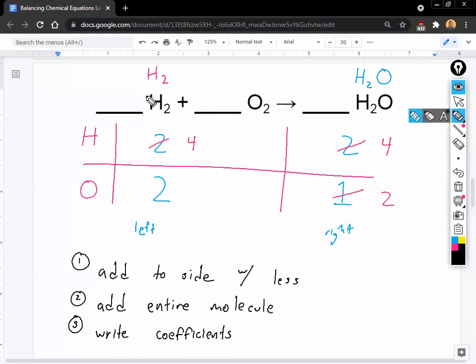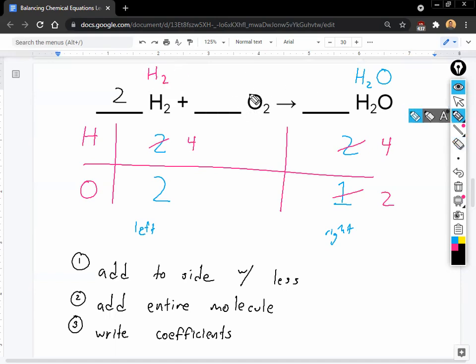Okay, so if we take a look at this equation, how many H2s do I have in total? How many of these do I have? So I have four hydrogens, but H2, I have one, two. So I'm going to put a two in the front, right? We're talking about the entire molecule.